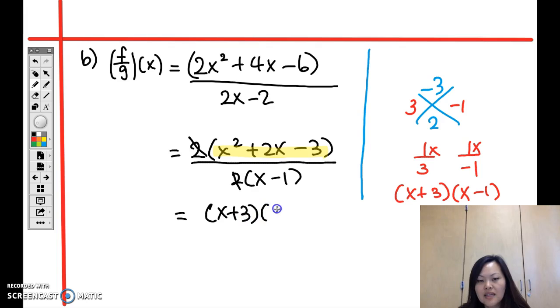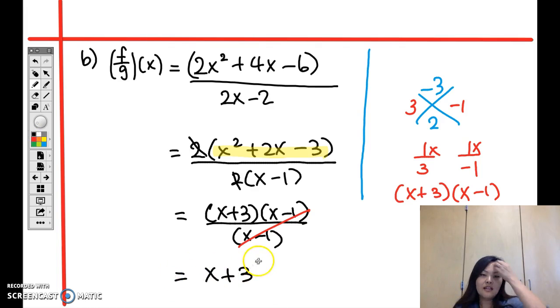Okay? So let me go ahead and put that on top. X plus 3, x minus 1. At the bottom is x minus 1. So now it's kind of obvious that we can cancel out the x minus 1. And so my answer is x plus 3. Now whenever you divide something like this, you're working with fractions. Remember, the bottom part, the 2x minus 2, cannot ever equal 0. Okay? So you have to really mention that.